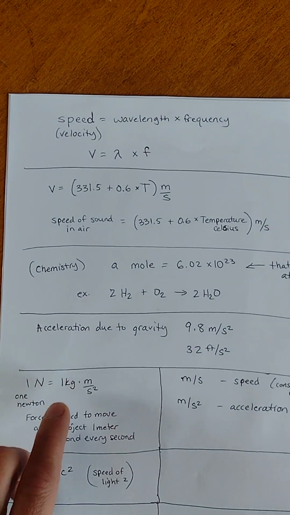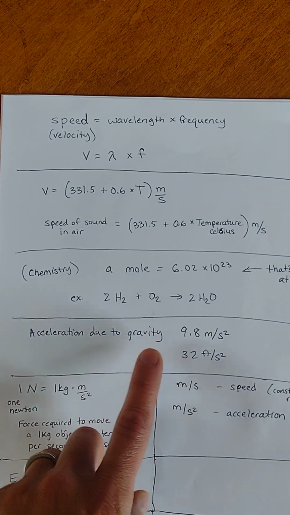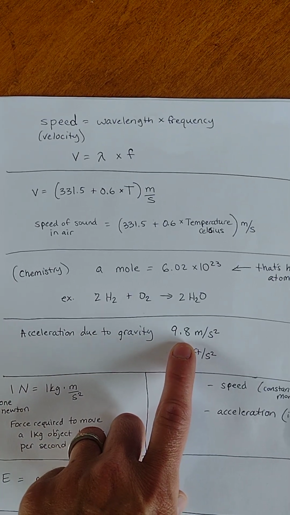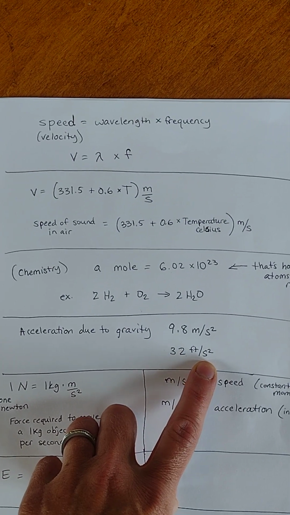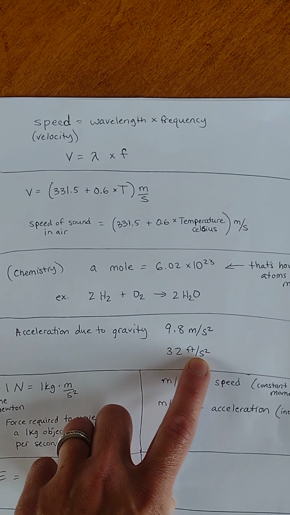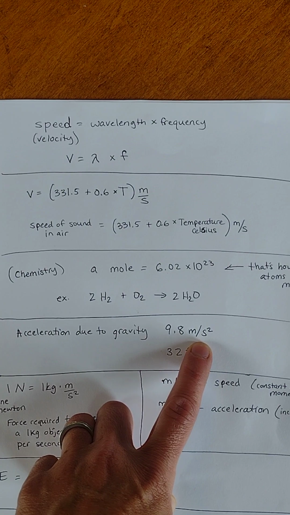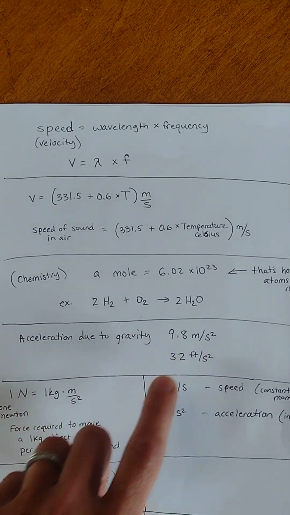The next one is acceleration due to gravity, which we talked about before, 9.8 meters per second squared. The 32 feet per second squared is just the American units, but we're going to do the metric units, and so this is the one I want you to memorize.